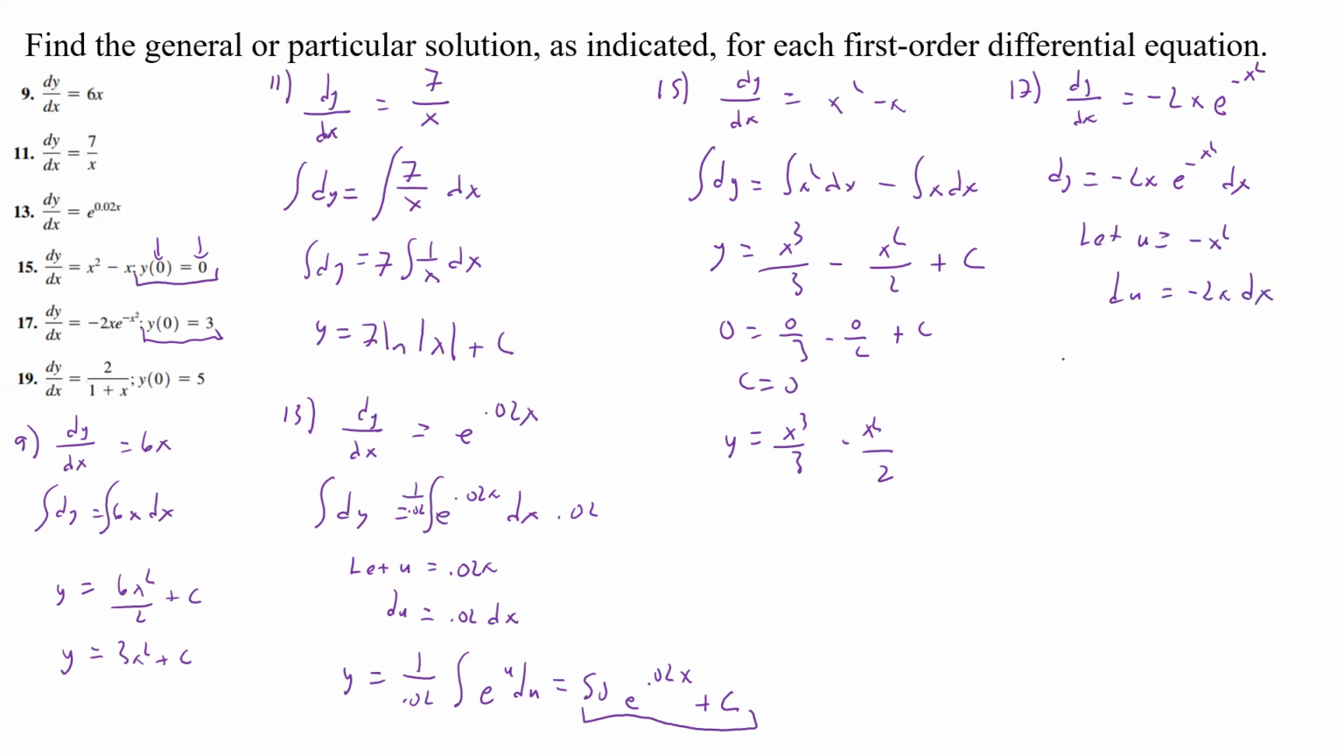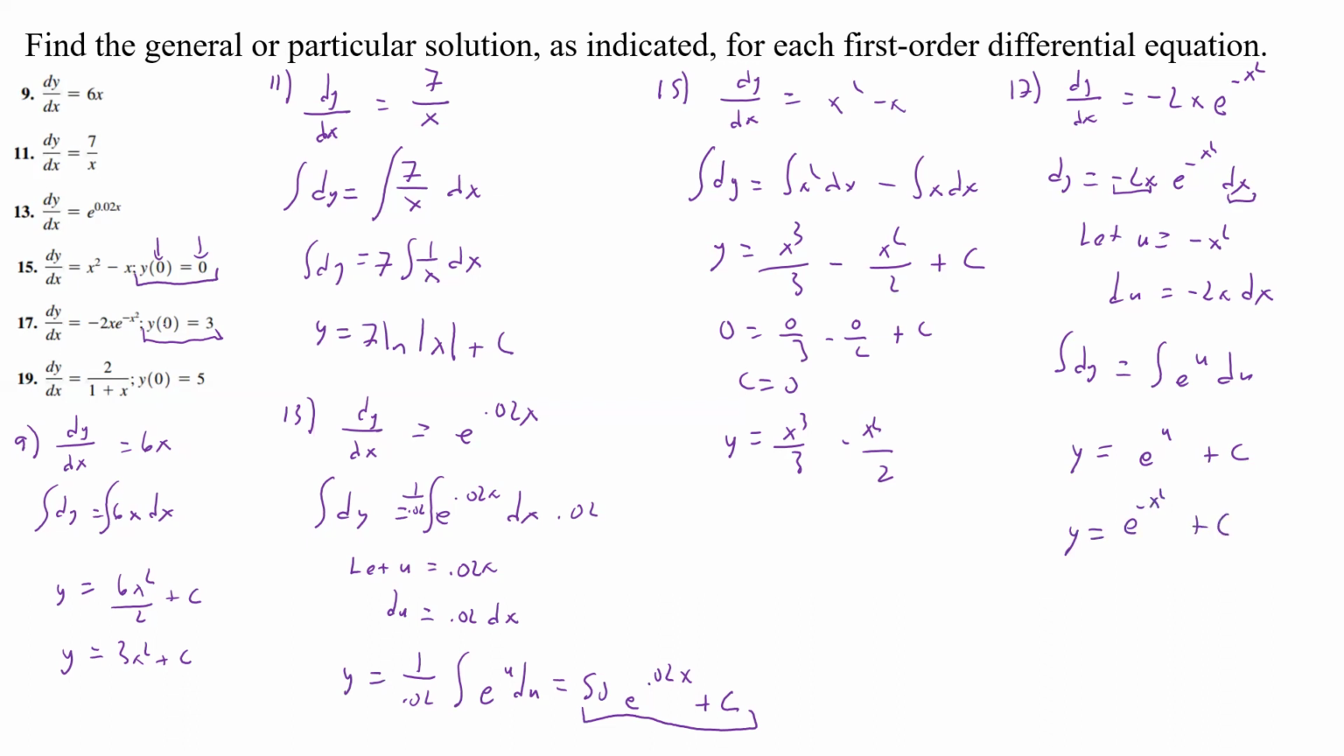So now I can say, okay, well, now I'm going to have an integral of dy equals, and now negative 2x dx, well, that's this piece and this piece, so that's good. And then that's going to be basically just the integral of e to the u du. So that's just going to be y equals e to the u plus c. And so that's y equals e to the negative x squared plus c.